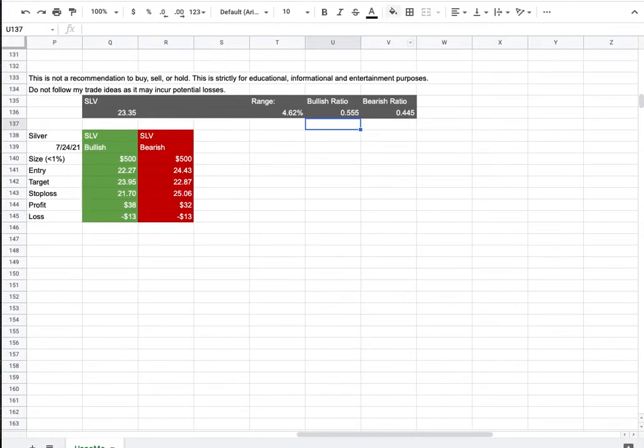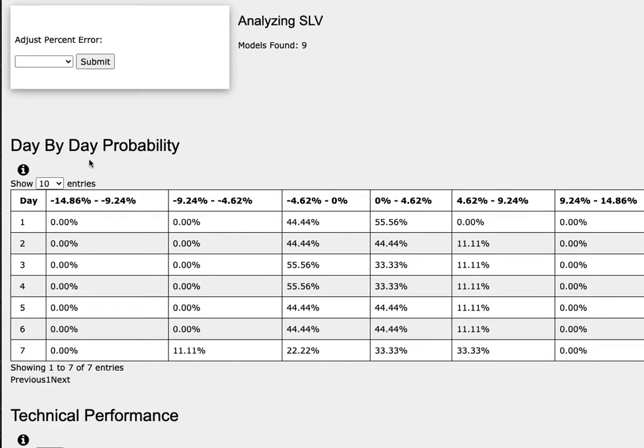So how did I develop these trade ideas? It all comes from the day-by-day probability model, which is available in the link below, so do check it out. As we progress to the 5th day or week of trading, silver futures has a 44% chance to climb between 0 to 5%, and an 11% chance to climb between 5 to 9%. To the downside, it has a 44% chance to fall between 0 to negative 5%.